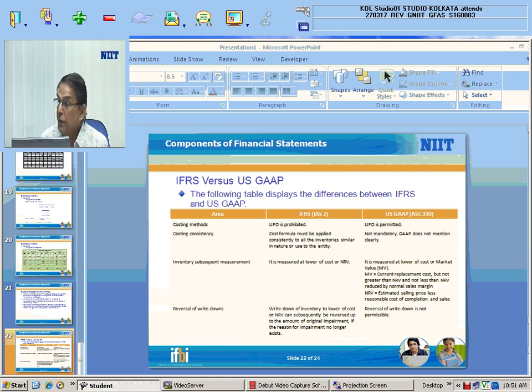But under IFRS, reversal of write-down is possible, but it is only up to the amount of original impairment. That means the amount of write-down you did originally, you cannot do more reversal than that. Okay, these are the points of difference between IFRS and US GAAP so far as accounting treatment of inventory is concerned.